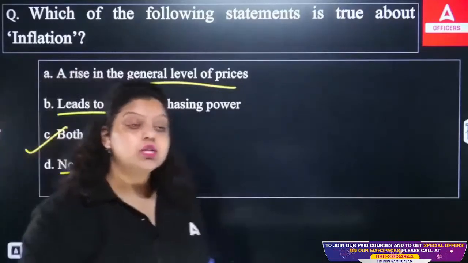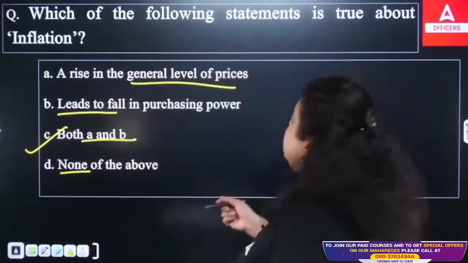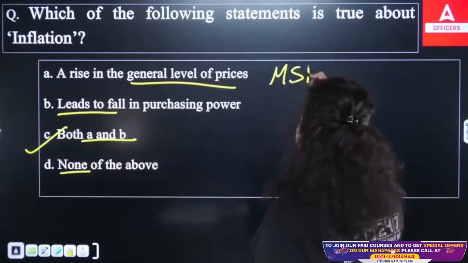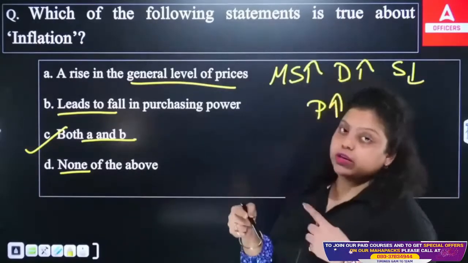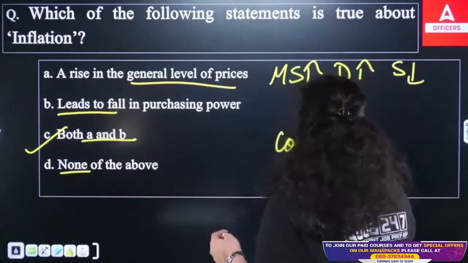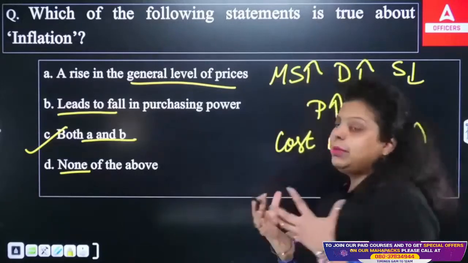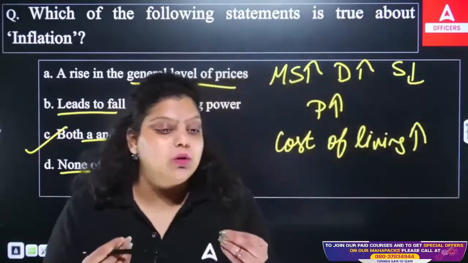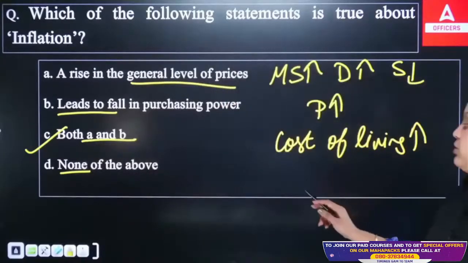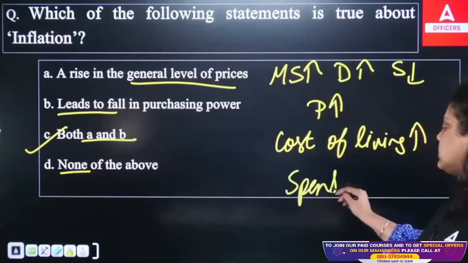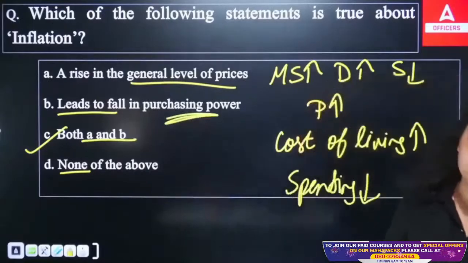Why is it true? Inflation leads to a decrease in the purchasing power of people as well as money. Because let's say money supply increased, the demand increased, but the supply decreased, because of which the prices keep rising. This is what inflation is. When the prices are rising, the cost of living will also rise. Cost of living simply means the money you have to spend to survive. When the cost of living increases, you somehow have to decrease your spending, and that leads to a fall in the purchasing power.